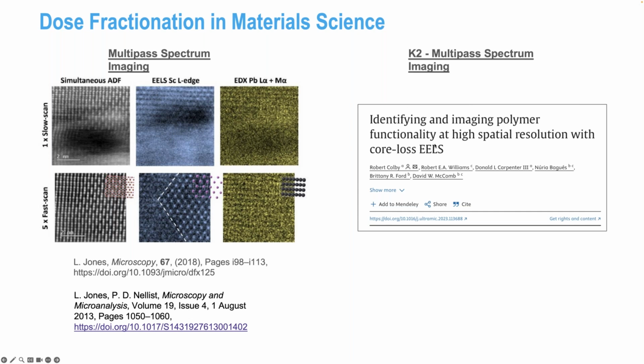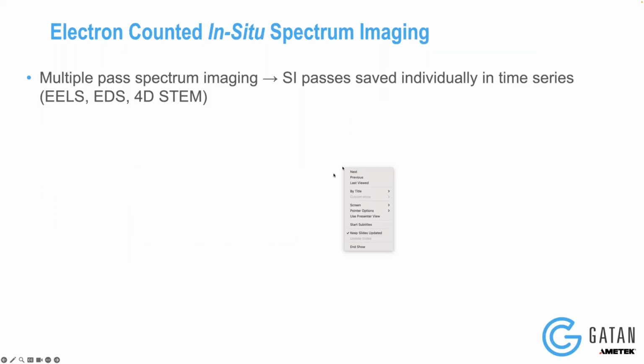Now, this was actually done at a time that predated our in-situ software in Digital Micrograph and predated the K3. Yes, so now we have a new product, which we call in-situ spectrum imaging, which makes this a whole lot easier and more capable, in addition to having newer detection technology.